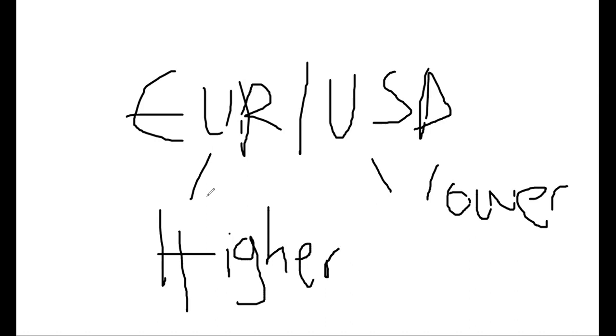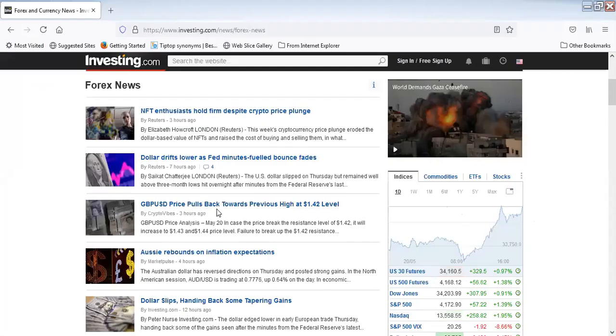So if Euro is going higher, that is why on investing.com, you are seeing this currency pair as strong buy, strong buy, strong buy. Because it is going higher. So that's that. Let's see for GBP: price pulls back towards previous high at 1.42 level. In case the price breaks the resistance level of 1.4, it will increase to 1.3, 1.4 price level. Failure to break the 1.42 resistance.